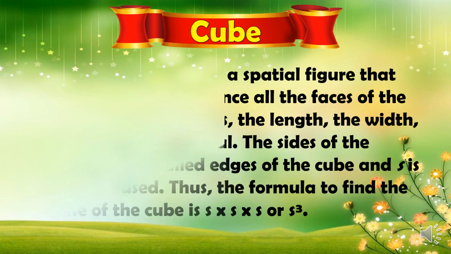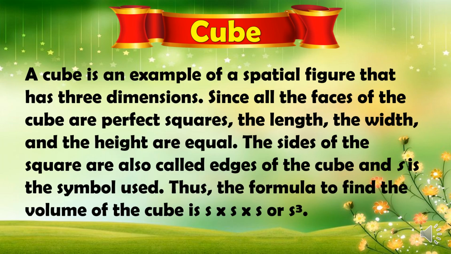Let us take first the cube. A cube is an example of a spatial figure that has 3 dimensions. Since all the faces of the cube are perfect squares, the length, the width, and the height are equal. The sides of the cube or the square are also called edges of the cube, and S is the symbol used. Thus, the formula to find the volume of a cube is S times S times S, or S cubed.